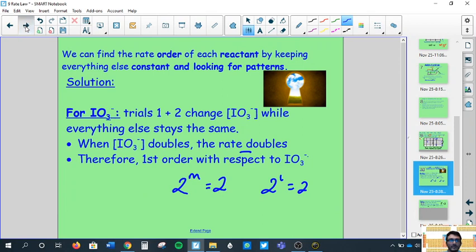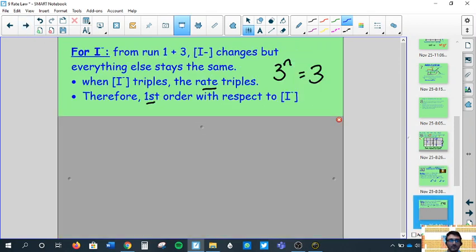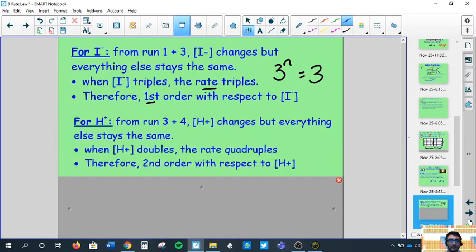You'll notice it's quadrupled. Okay, so we're comparing trials 3 and 4. Right, and every other concentration for every other reactant then stays the same. When hydride doubles, the rate actually quadruples. So let's look at what that means.